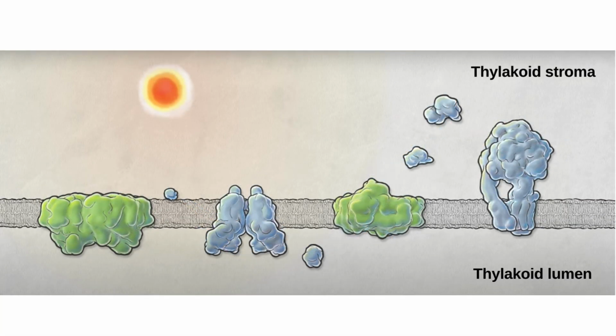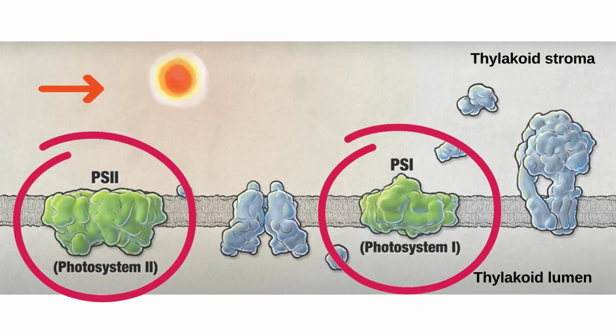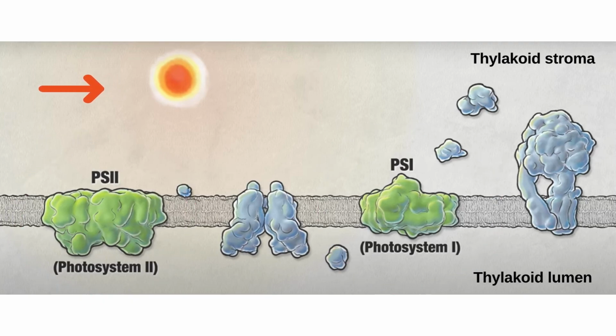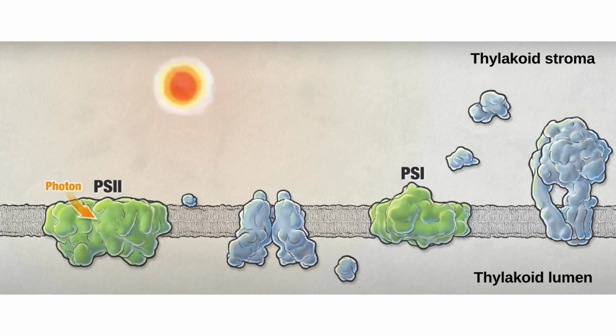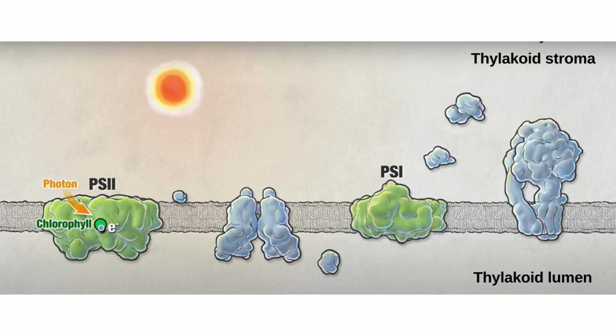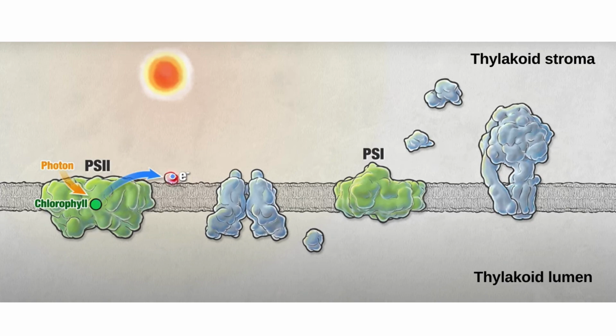Let's take a closer look to see how this process works. The light-dependent reaction begins when light energy is absorbed by photosystems, which contain chlorophyll and other pigments embedded in the thylakoid membrane. The process starts with photosystem 2 as it absorbs light at 680 nm first. When a photon of light energy strikes photosystem 2, it excites electrons in chlorophyll, raising them to a higher energy state. The excited electrons are then passed to an electron carrier.